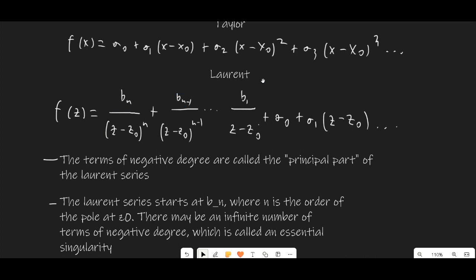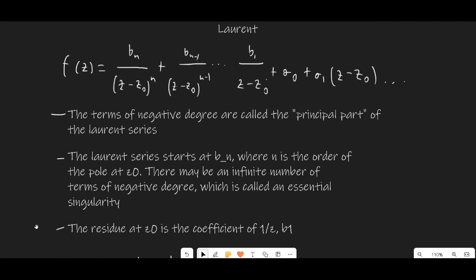However, if we have a more complicated function, for example 1 over z squared times z minus 1 to the third power in the bottom, then if we wanted to create the Laurent series around z equals 1, we would have a b3 term, and then a b2 term, and a b1 term, and so on and so forth, right? So the term of the highest negative degree corresponds to the order of the pole. Some Laurent series may have an infinite number of terms of negative degree, and this is called an essential singularity, which we'll get to later in the video.